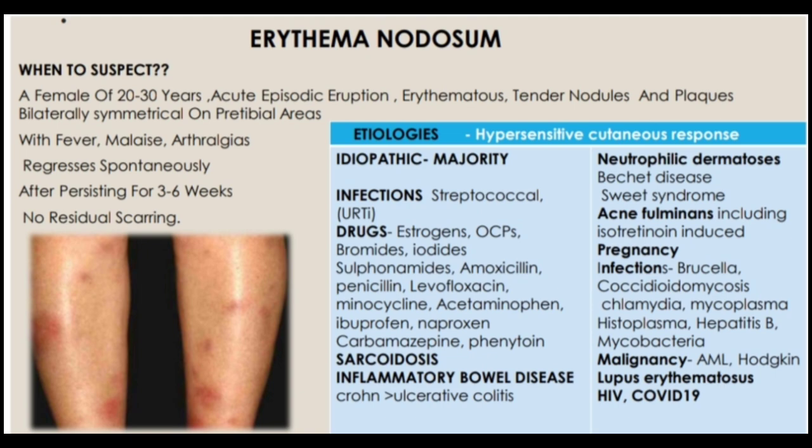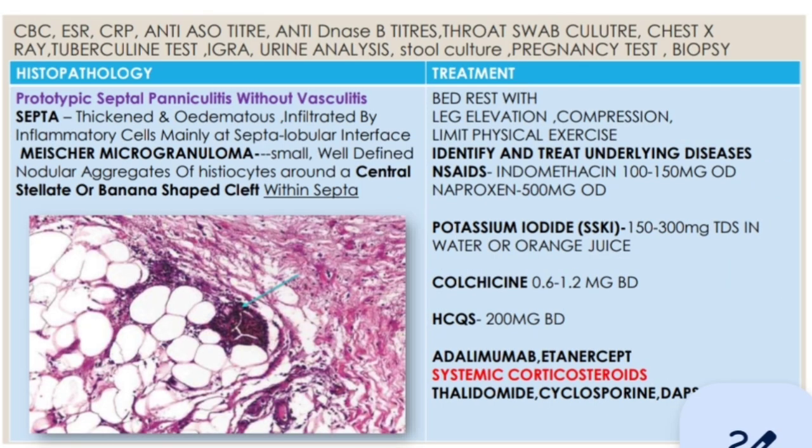So when a patient of erythema nodosum comes to the OPD, various investigations need to be done that include complete blood count including ESR, CRP, anti-ASO titer, anti-DNase titers, throat swab cultures. This throat swab culture usually comes negative because by the time the cutaneous lesions appear, the infection has already subsided. Chest X-ray, tuberculin test, IGRA, urine analysis, stool culture, pregnancy test, and biopsy in case of recurrent and relapsing cases.